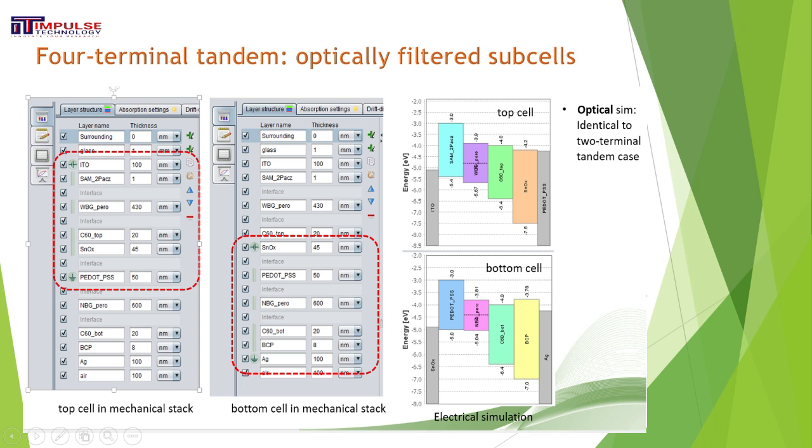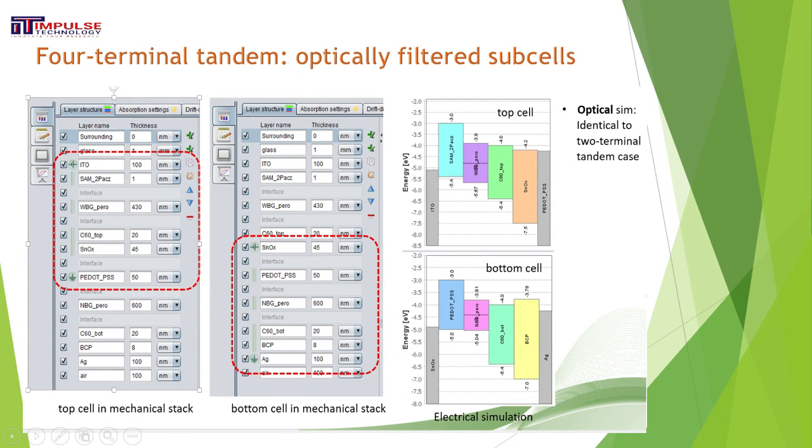Here you can see the 4 terminal tandem with optically filtered subcells. You can create the top cell first, then the bottom cell. After the top cell simulation, you can take the transmission spectrum file and use that spectrum for the bottom cell, known as the filter subcell, and then you can simulate. Generally, the electrical simulation is independent for the top cell. I will show in the Setfos software how you can work on this.